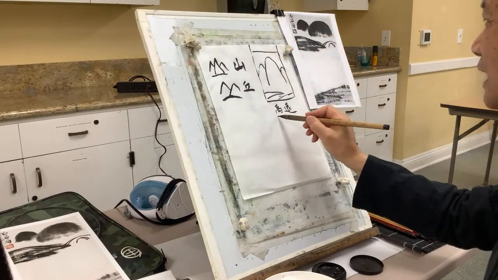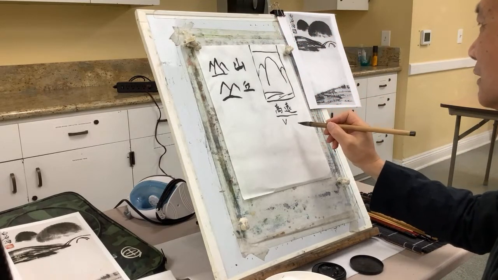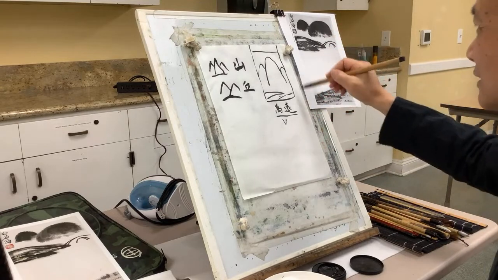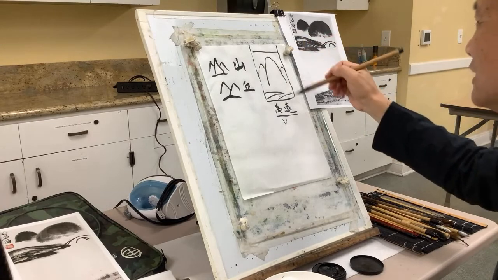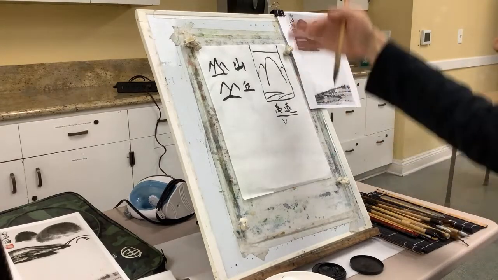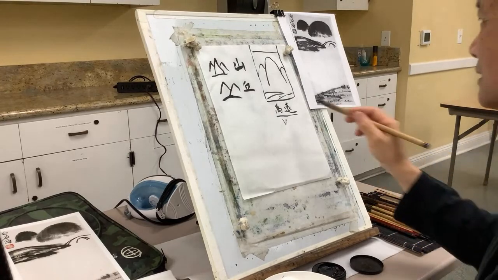So this high perspective means vertical elements. So it's basically like this, right? So the mountain is mostly vertical elements, elevating from bottom up. Okay, that's 高远.